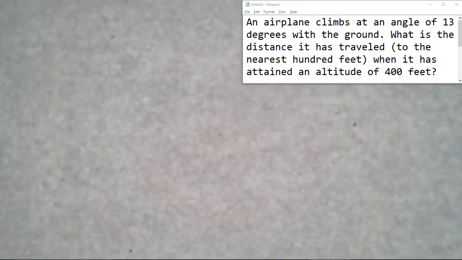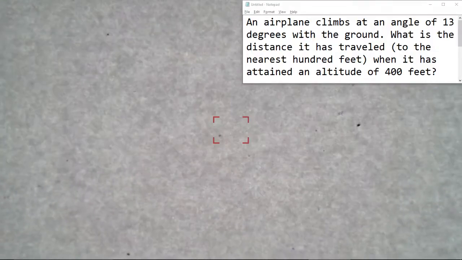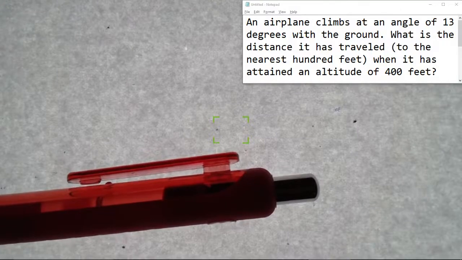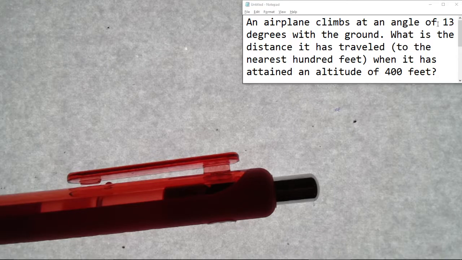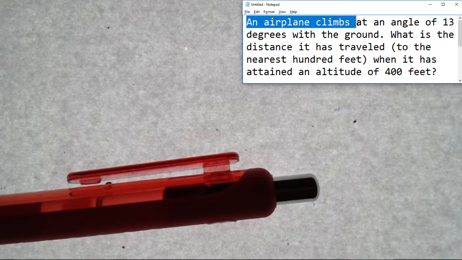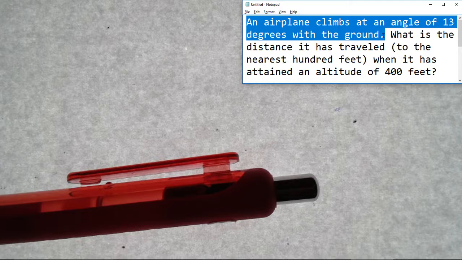Let's do one more word problem, drawing out a picture. Okay, so here I've got an airplane climbs at an angle of 13 degrees with the ground. So let's take a look at that first sentence and see what we can draw from there.